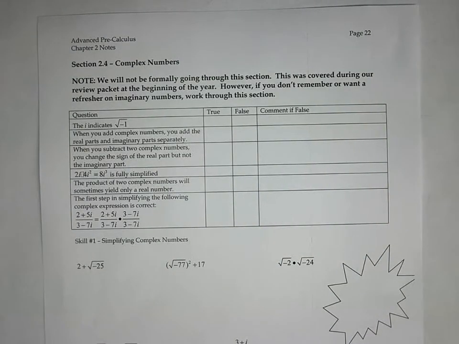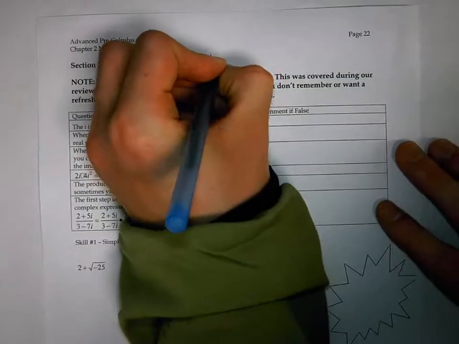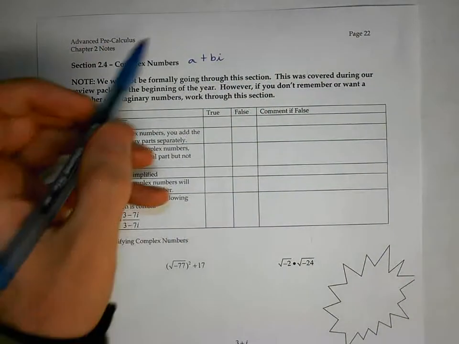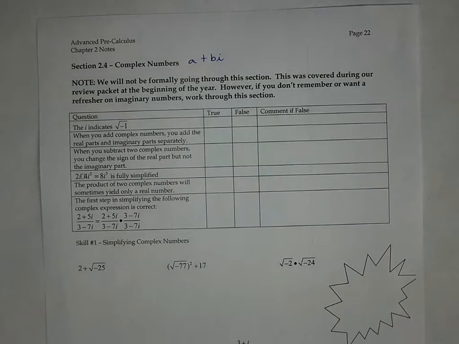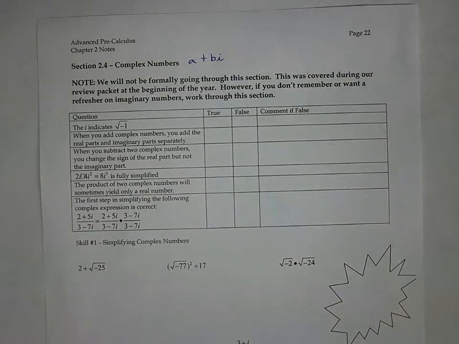Section 2.4 reviews the idea of complex numbers. A complex number is a number that is written in the format a plus bi, where a is the real part and b is what's called the imaginary part. We deal most with imaginary numbers when we've got negatives underneath square roots. That's sort of how we rectify our issues with negatives.